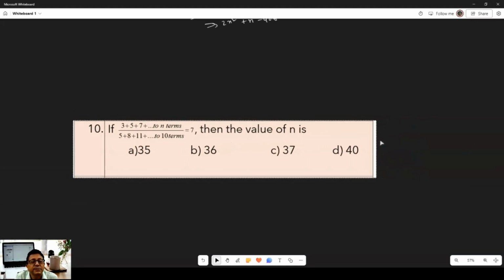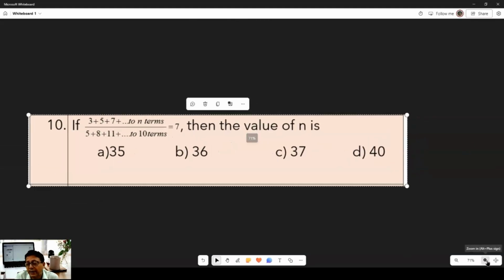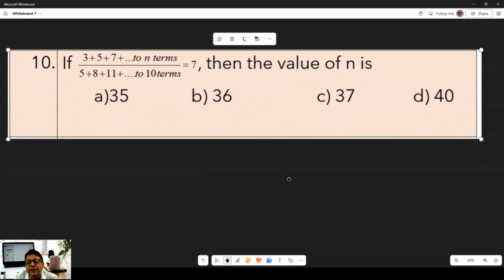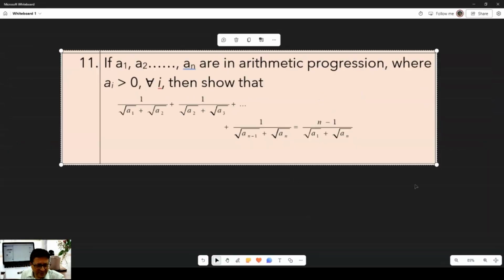This is the sum. This is given. Check once, it is written clearly here, I hope all of you can read it, though it is a bit difficult. These kinds of questions are available in all the textbooks. If A1, A2, ..., An are in AP, where ai is greater than 0 for all i, then show that this expression is equal to n minus 1 by root A1 plus root An.